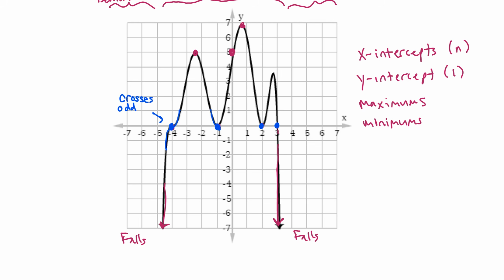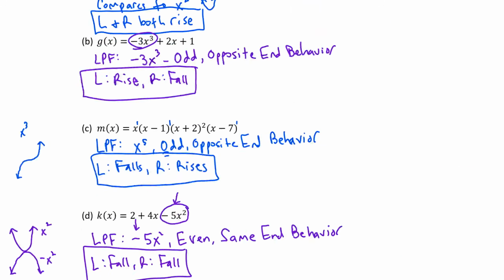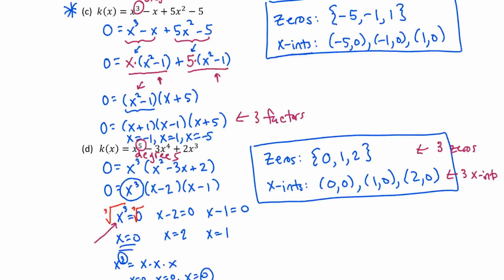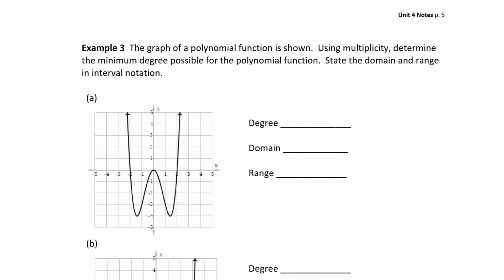At the next example, the graph touches and turns, or we say it bounces on the x-axis. So that would be a zero of even multiplicity. And the same thing is true here. The graph touches and turns or bounces, so it is also going to have even multiplicity. And at our last zero, since the graph crosses through the x-axis, we say that is a zero of odd multiplicity.